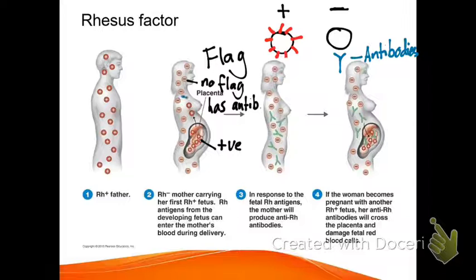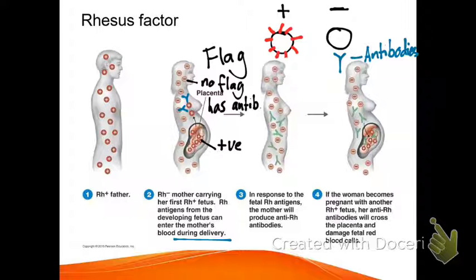So I'm going to do this little wise. You have antibodies in your blood for the flag, and the cells of your baby have those flags. So what happens is, normally the blood of the fetus and the mother are actually kept separate. They don't really interact much. But during delivery, the mother can be exposed to that blood. Okay, it can enter the mother's blood.